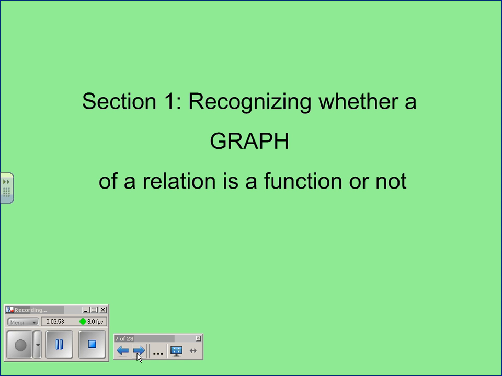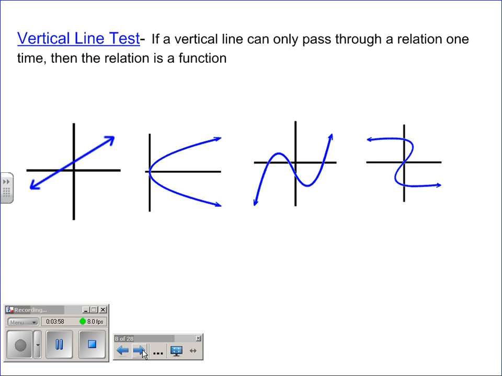In this section, we're going to recognize whether a graph of a relation is a function or not. And we're going to use the vertical line test. If a vertical line can only pass through a relation one time, then the relation is a function. So if I draw a vertical line, and it only passes through one time, then we can say that this relation is a function. So this first example is a function. To save time, I'm going to write yes if it's a function and no if it's not a function. So yes, this is a function.